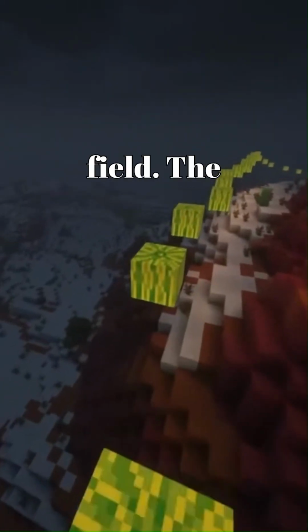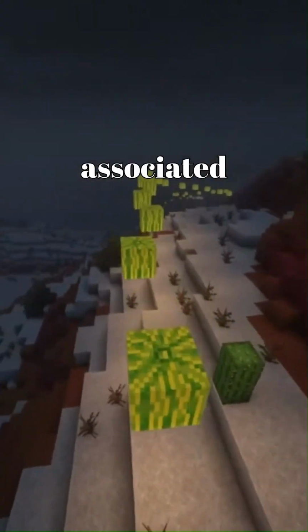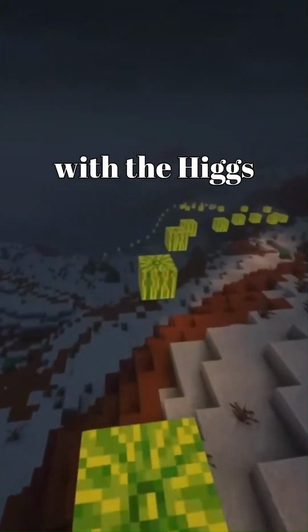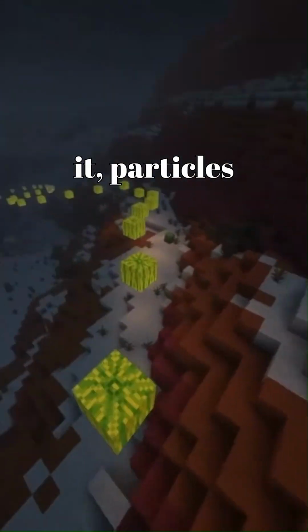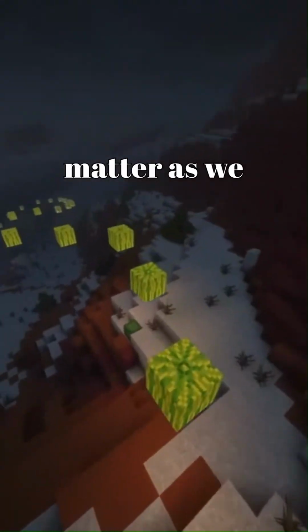The role of the Higgs field. The Higgs field is a fundamental field permeating the universe, associated with the Higgs boson. Particles acquire mass through their interactions with the Higgs field. Without it, particles would remain massless, preventing the formation of atoms, and, consequently, matter as we know it.